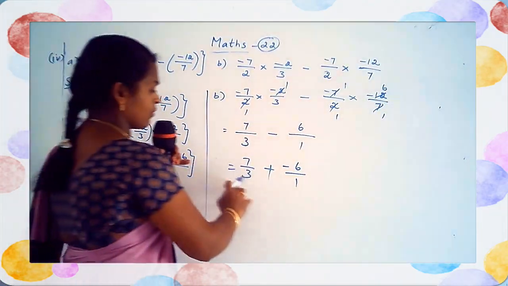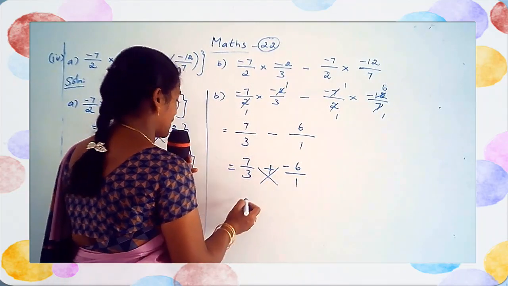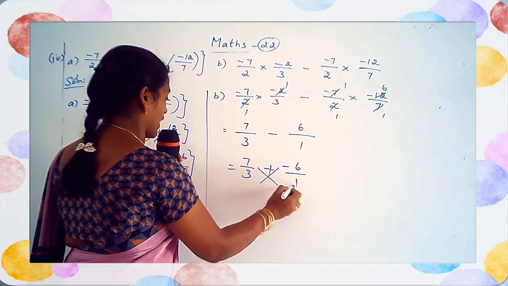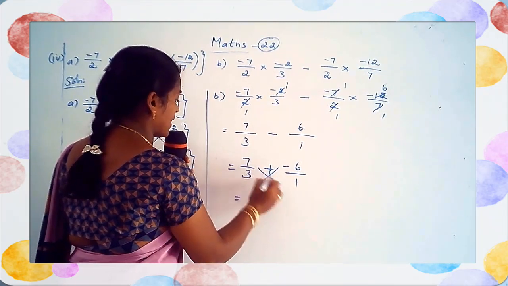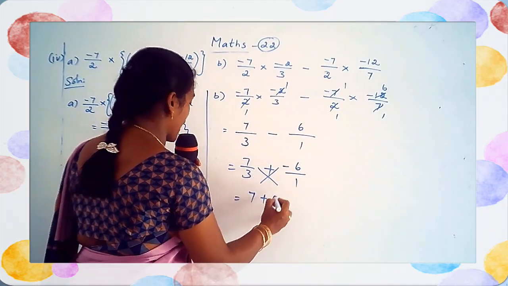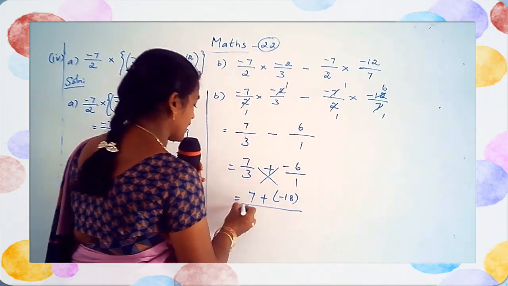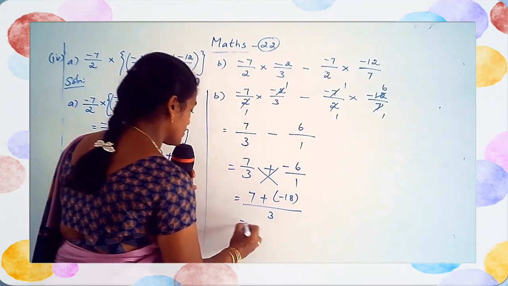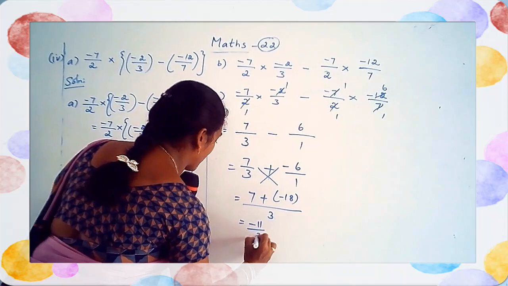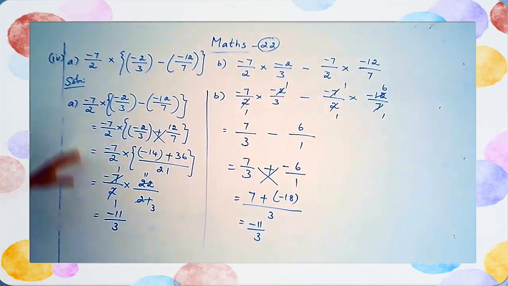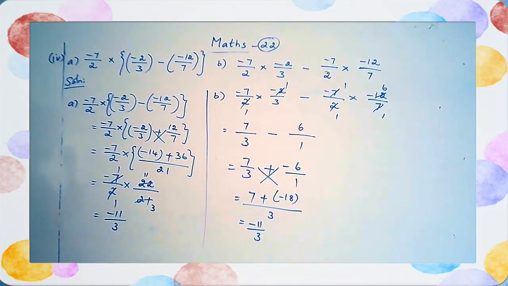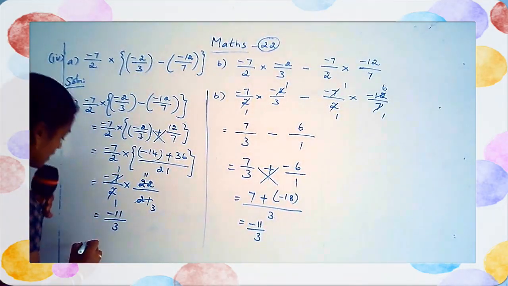Now the cross multiplication method. Why? This is addition but the denominators are different. So you multiply crosswise. 7 into 1, 7, plus 3 into minus 6, minus 18, upon 3 1 is 3. So what is the answer? 7 plus minus 18, minus 11 upon 3. Now you see here, the A part answer is minus 11 upon 3 and the B part is also minus 11 upon 3. So both parts are equal.